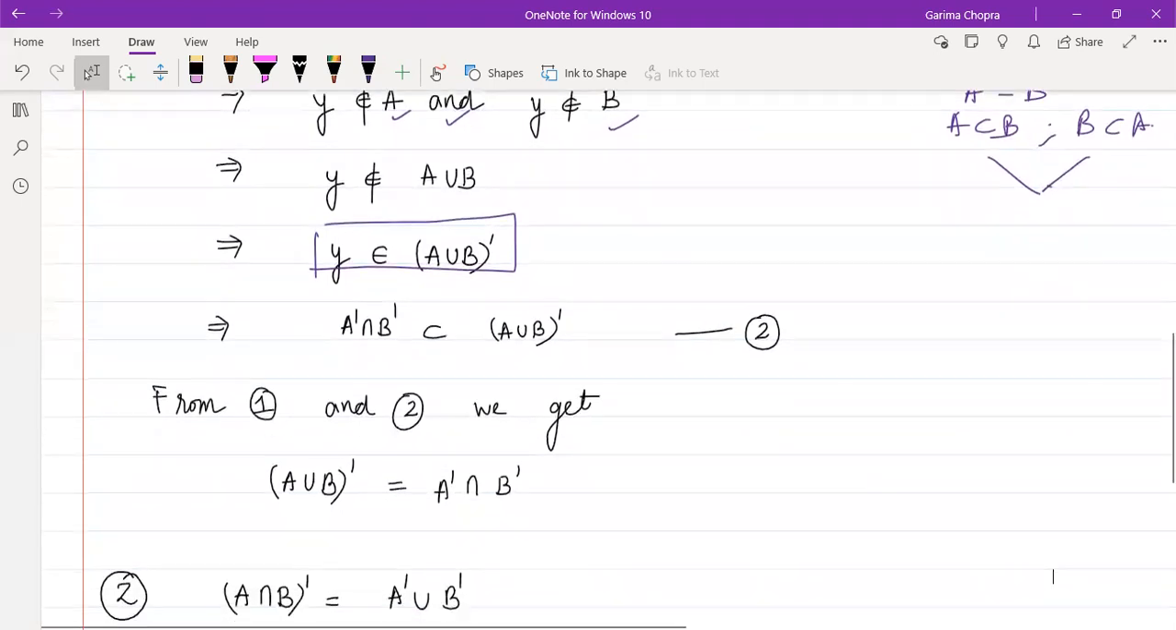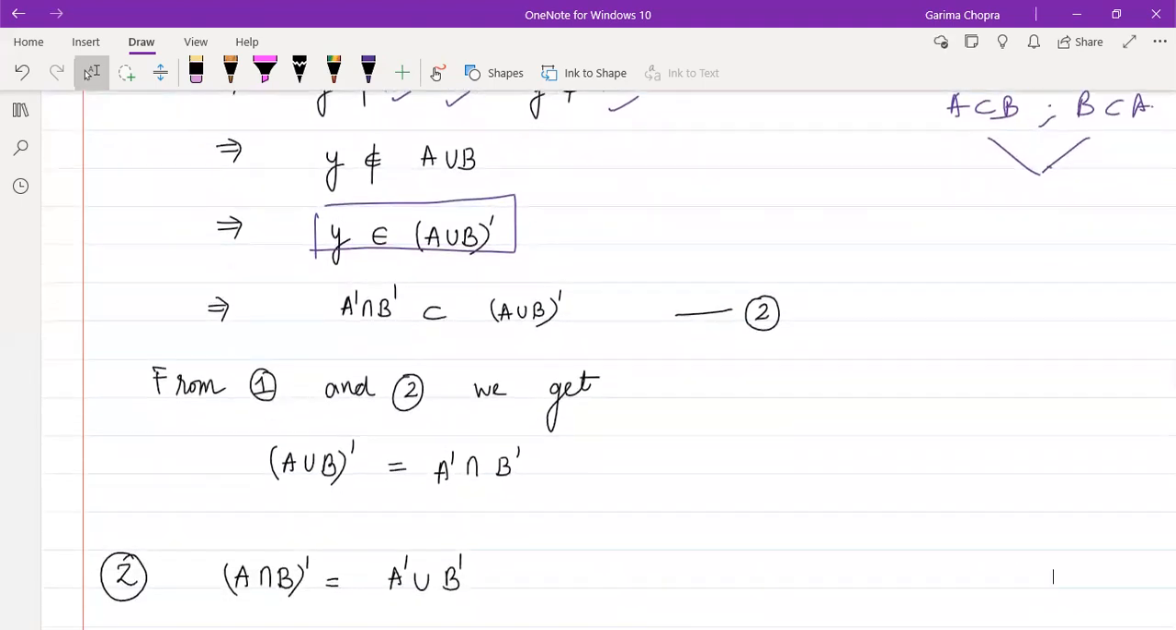There is a second form also for De Morgan's law. This can also be proved in the same manner. So do the proof of this one in a similar manner, and do the proof of other laws which we have discussed: commutative, associative, distributive, involution, and then we have identity laws, then we have idempotent laws. So all these laws can be proved with the help of this approach.